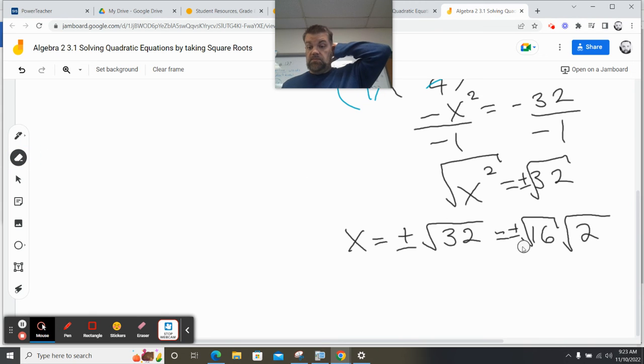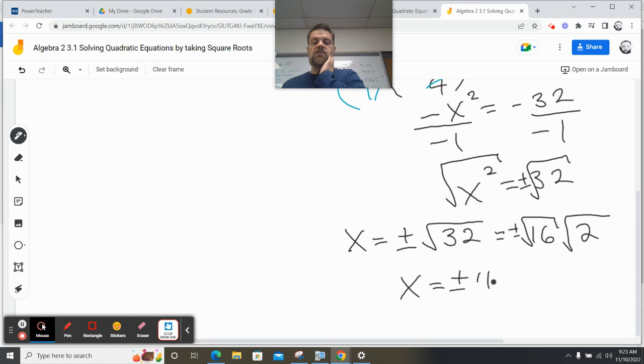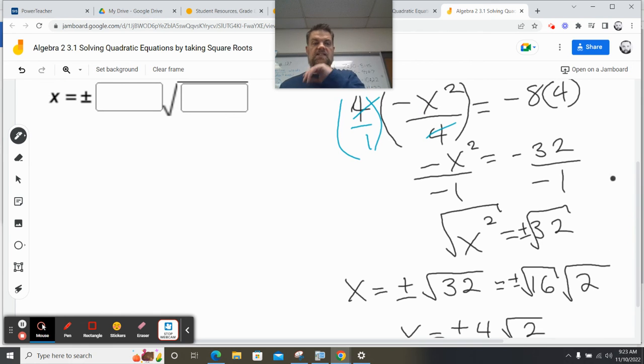Okay. And what's the square root of 16? 4. So it's plus or minus 4 square root of 2. And that is it. So we'd put 4 square root of 2. Does that make sense?